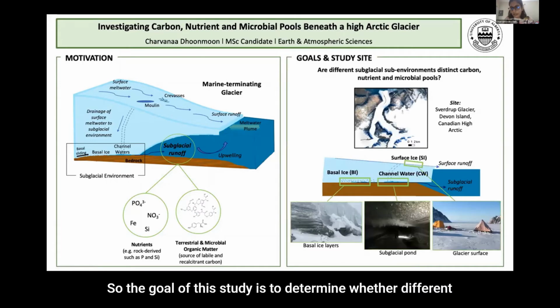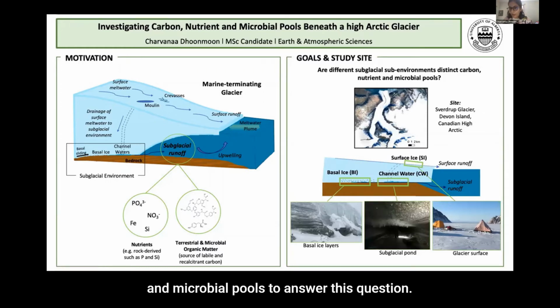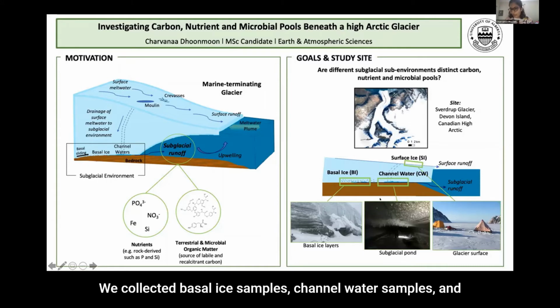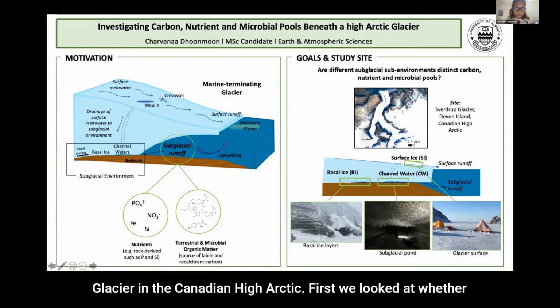So the goal of this study is to determine whether different subglacial sub-environments can be distinct nutrient, carbon, and microbial pools. To answer this question, we collected basal ice samples, channel water samples, and a surface ice sample from Sverdrup Glacier in the Canadian High Arctic.